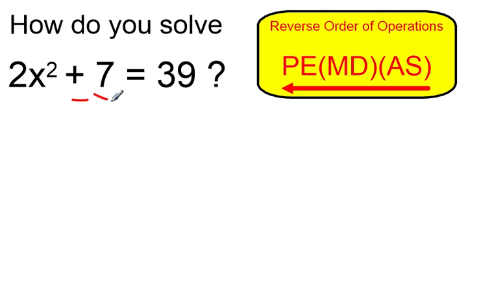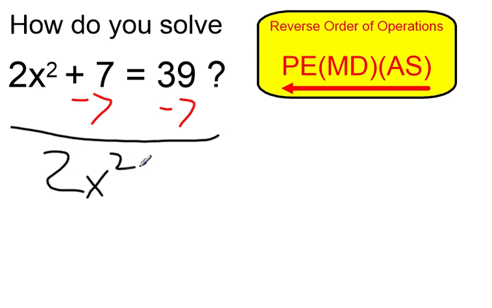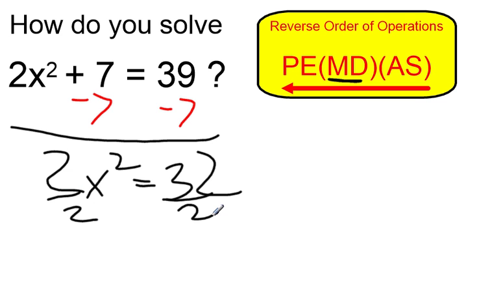I'm going to subtract 7 on both sides, and that's going to give me 2x squared equals 32. Next, I'm going to take care of multiplication and division. In this case, I need to divide both sides by 2. Divide by 2. And that gives me x squared is equal to 32 divided by 2, which is 16.